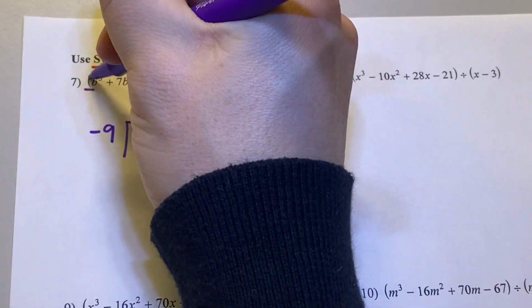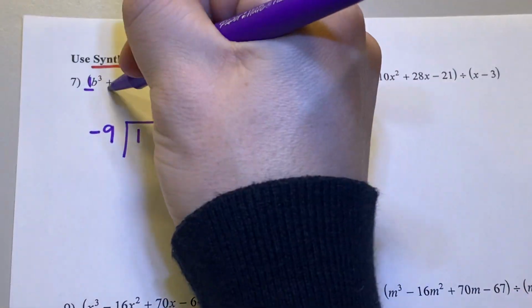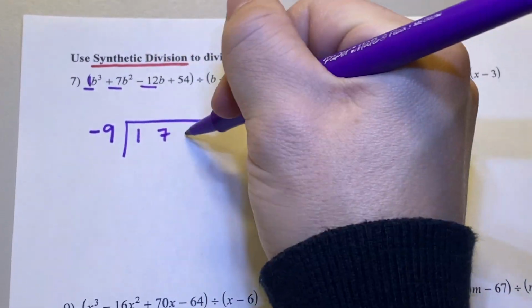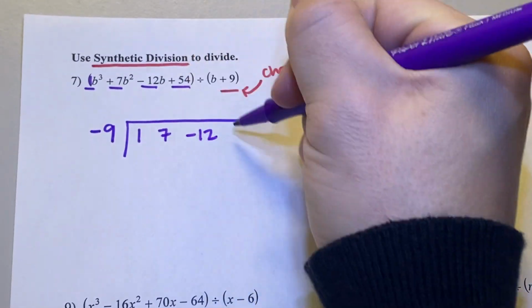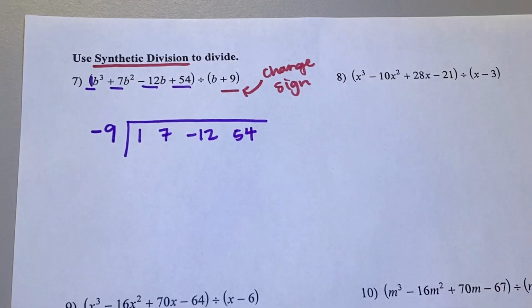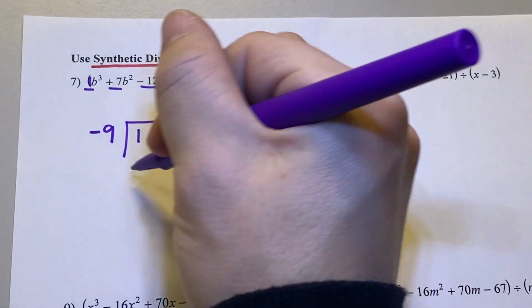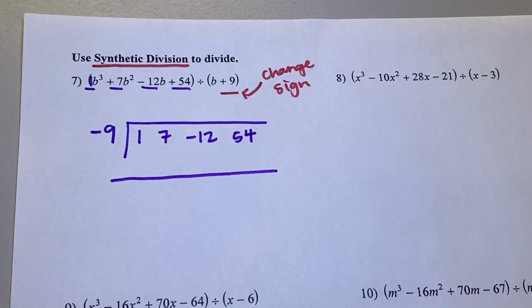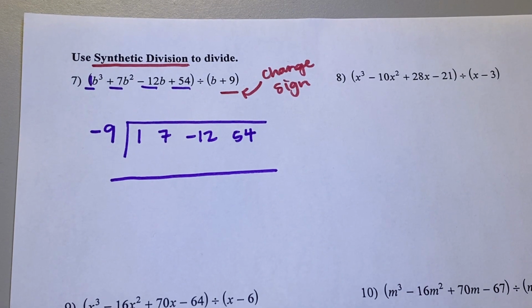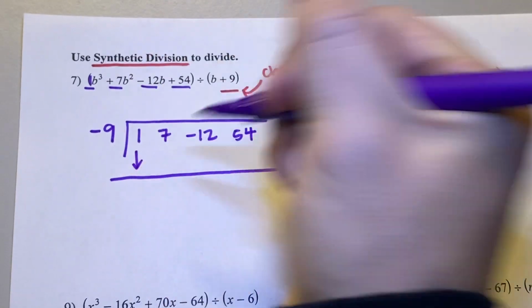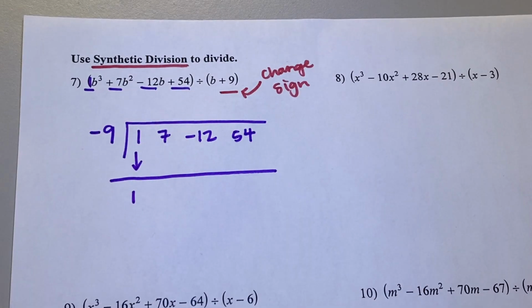Grab your coefficients. We got a 1 in front of my b cubed. 7. Negative 12. Positive 54. And we draw our line. Now comes the zigzag pattern. Drop your first guy. Boom. He just goes to the bottom.